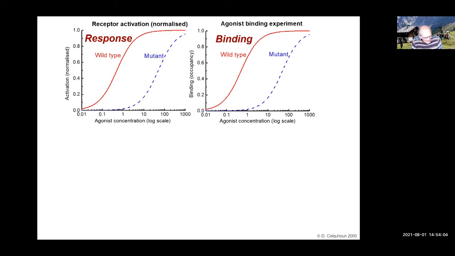So the question is, why is the mutant receptor so unresponsive? Is it that the agonist doesn't bind as well to it? Well, we can check that by doing a ligand binding experiment, a radioligand binding experiment of the sort that was originated in the 1960s by Sol Snyder, and it's actually done better by Humphrey Rang. So you do the ligand binding experiment, and again you find that to get a given amount of binding, you need 100 times the concentration of agonist with the mutant receptor as you do with the wild type. In both cases, the mutant curve is shifted to the right by a factor of 100. So obviously the mutation has affected the binding site.